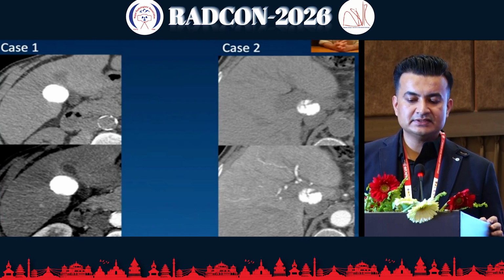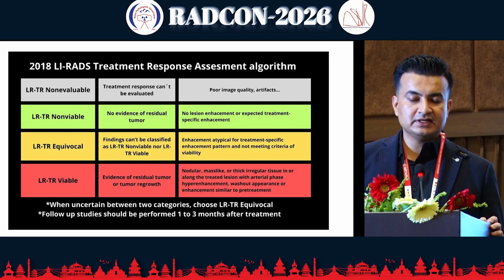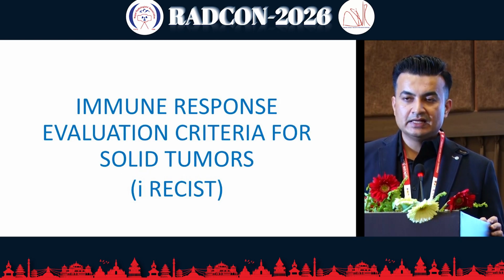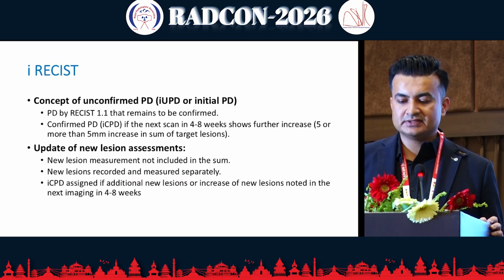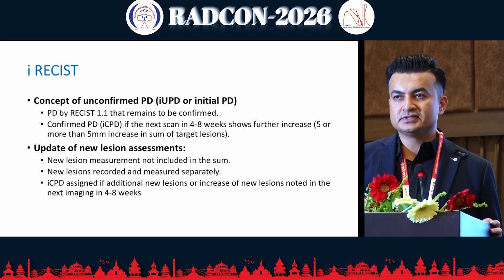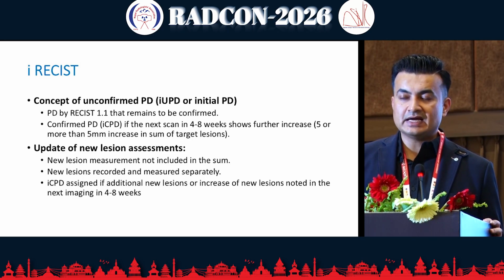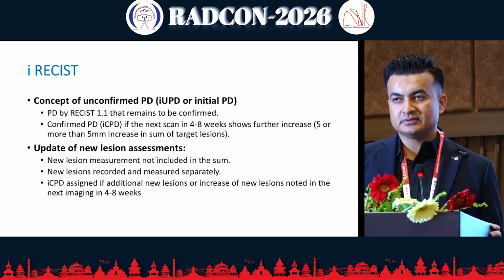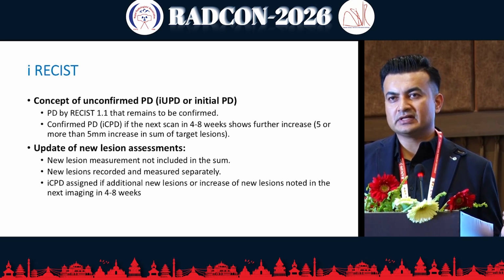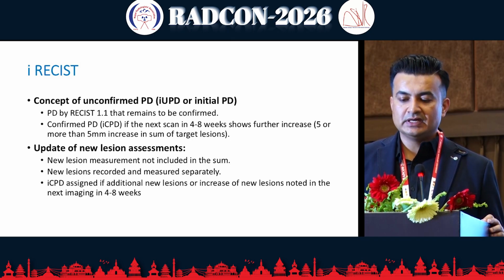We've talked about LI-RADS. There are three criteria: non-viable, viable, and equivocal. Now we talk about iRECIST. iRECIST is the immune response to immunotherapies. And two concepts are there. One is iUPD, which is unconfirmed progression of disease, and iCPD, which is confirmed progression of disease. Any tumor that is being treated with the monoclonal antibodies, the immunotherapies, the programmed death PD-1, PD-L1 inhibitors.